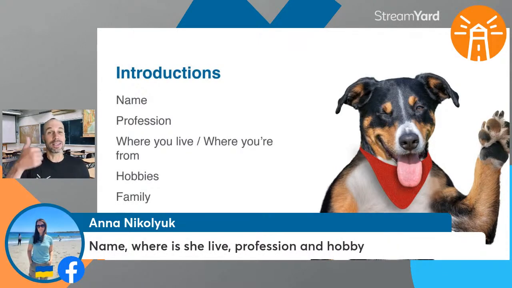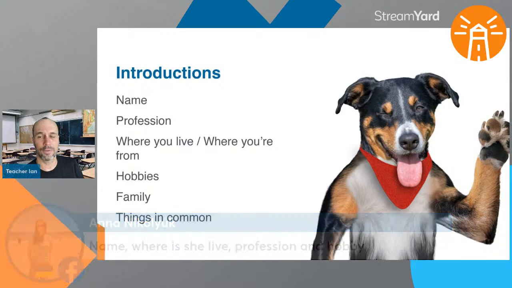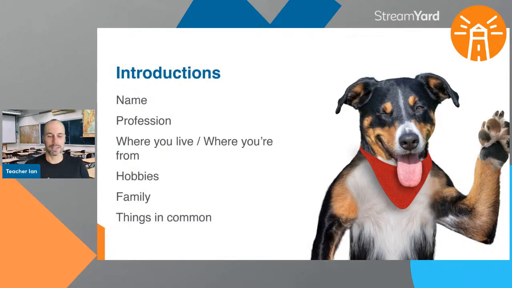So you got she told her name, where she lived, what's her profession, and what's her hobby. Did you catch any of those answers? So did you catch her name? Did you catch where she lived, her profession, or her hobby? Exactly, that's exactly the information she shared. I'll play it again.